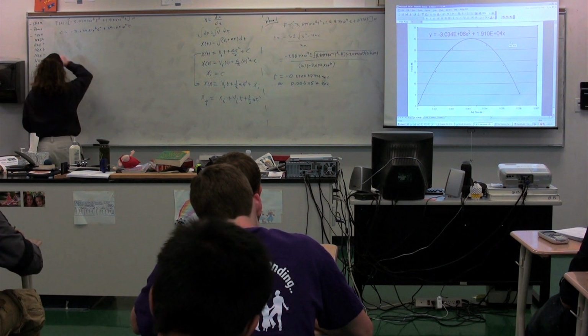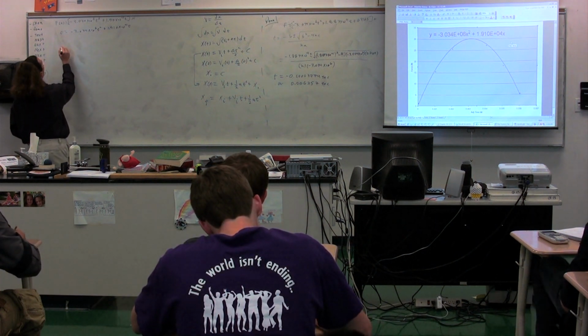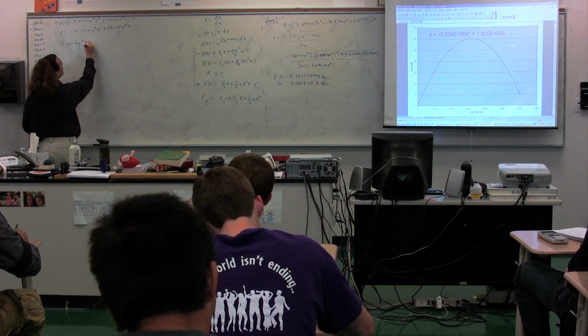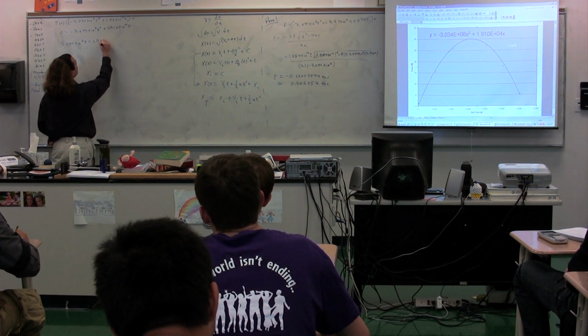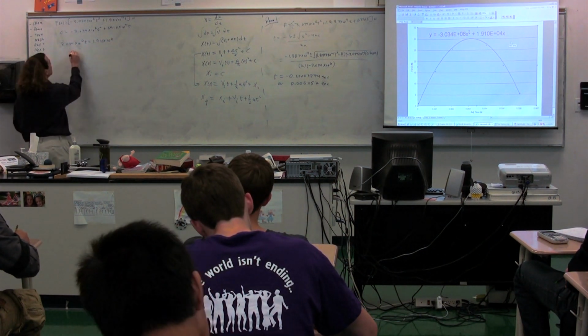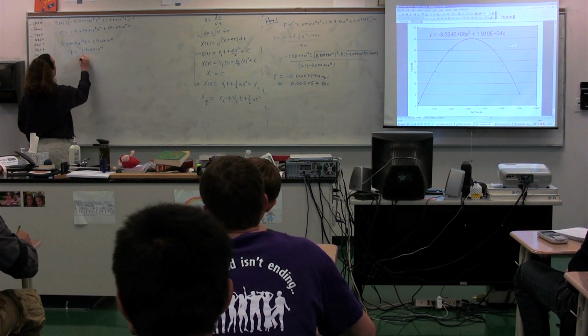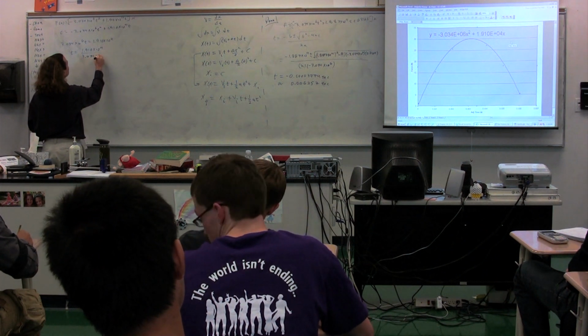Absolutely. Divide both sides by t. We get 3.034 times 10 to the 6th t equals 1.910 times 10 to the 4th. So t is equal to 1.910 times 10 to the 4th divided by 3.034 times 10 to the 6th.